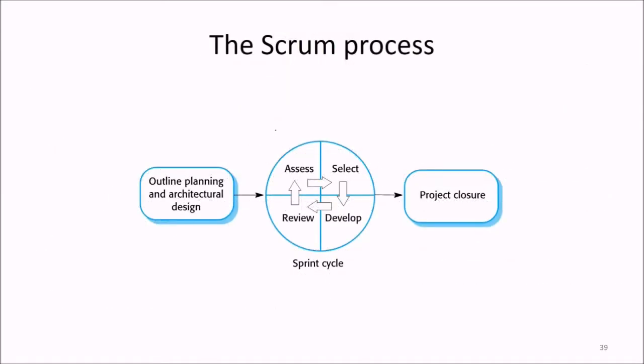So in Scrum, what happens? First we do outline planning and we design the architecture. So outline planning and then architectural designing is done. Then we have the sprint cycle. We assess, select, develop, review. Assess, select, develop, review. And then once it is done, we close the project.